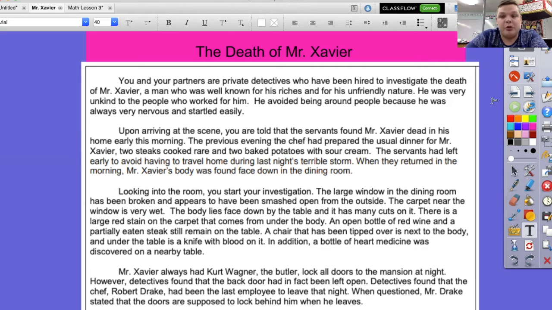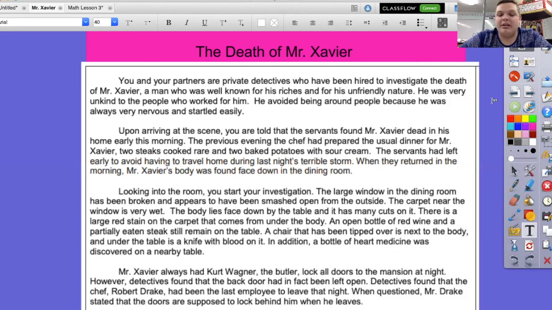Looking into the room, you start your investigation. The large window in the dining room had been broken and appears to have been smashed open from the outside. The carpet near the window is very wet. The body lays face down by the table and it has many cuts in it. There is a large red stain on the carpet that comes from under the body. An open bottle of red wine and a partially eaten steak still remain on the table. A chair that has been tipped over is next to the body, and under the table is a knife with blood on it. In addition, a bottle of heart medicine was discovered on a nearby table.